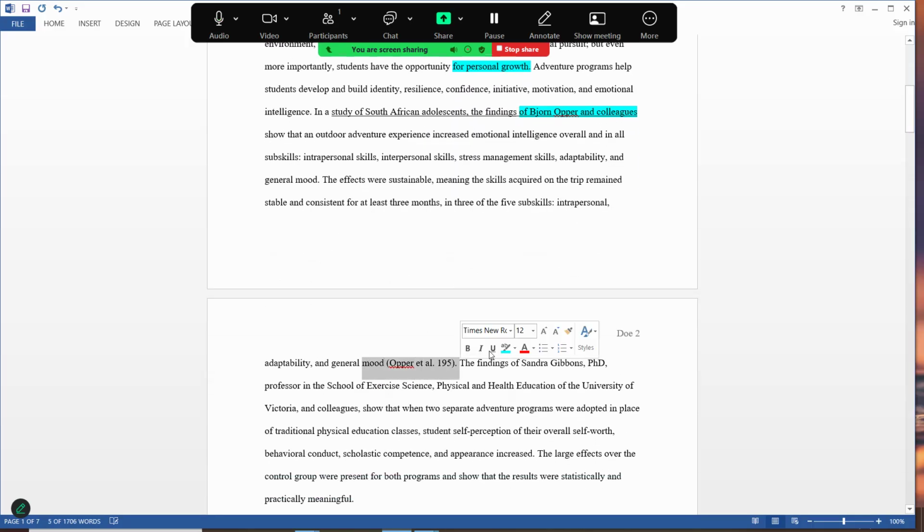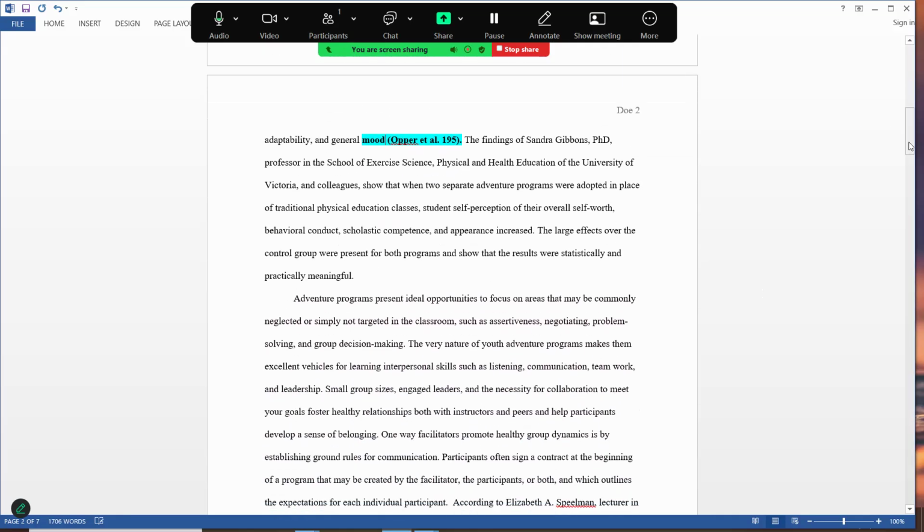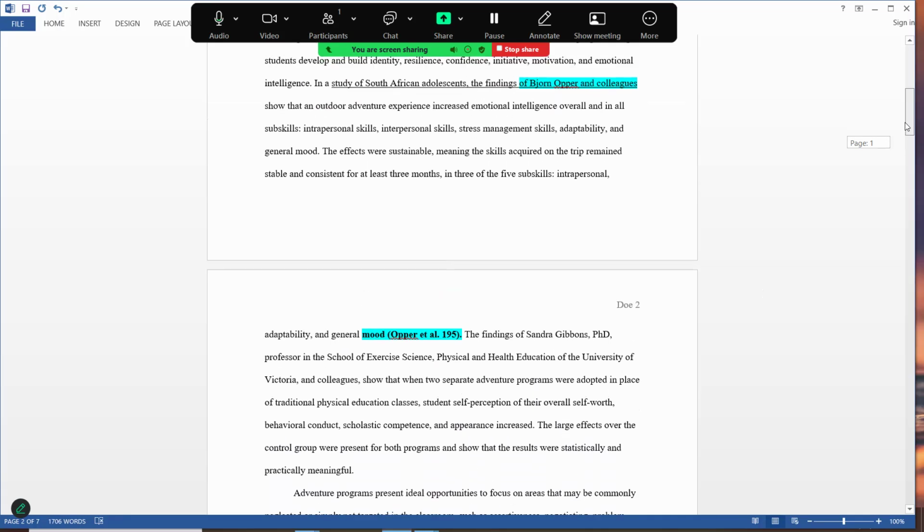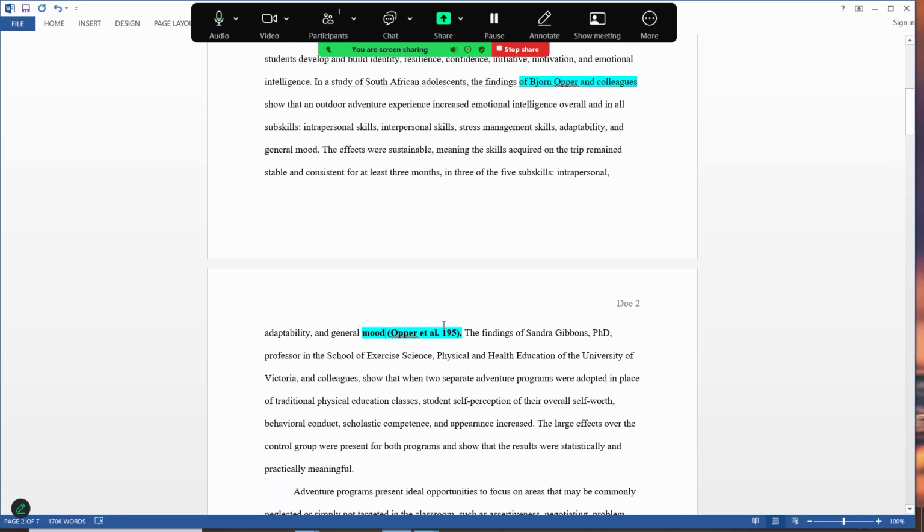Now, good academic form in MLA would dictate that you would name them in the sentence, just like you're introducing your friend, you're introducing your reader to the author or authors, and perhaps the study or article or even the journal, okay? And then from then on, you can simply go ahead and label them as she has done here in an in-text citation. And note these are the requirements of MLA: Oppert et al. 195. Oppert et al. is the last name of the first researcher, which is Bjorn Oppert. Et al. stands for "and others" in Latin.